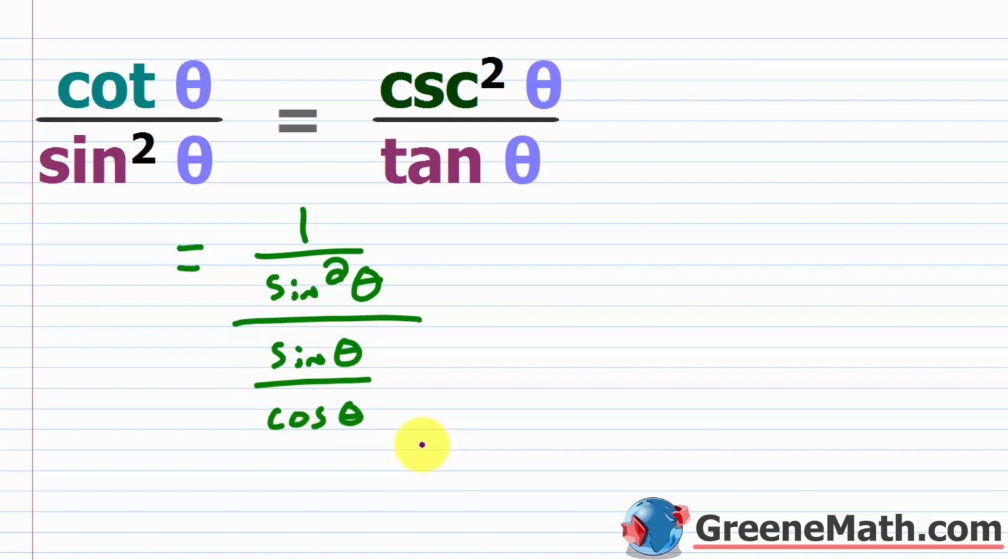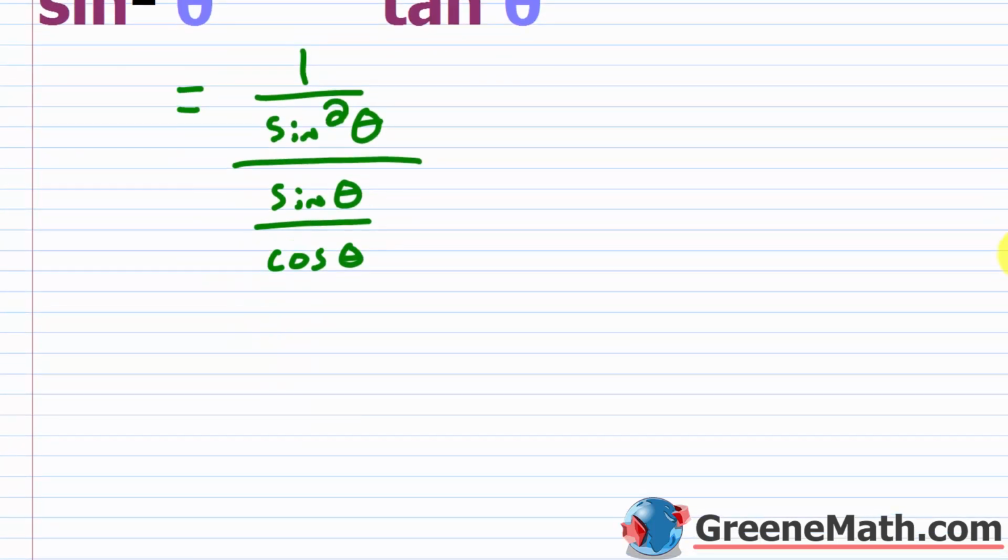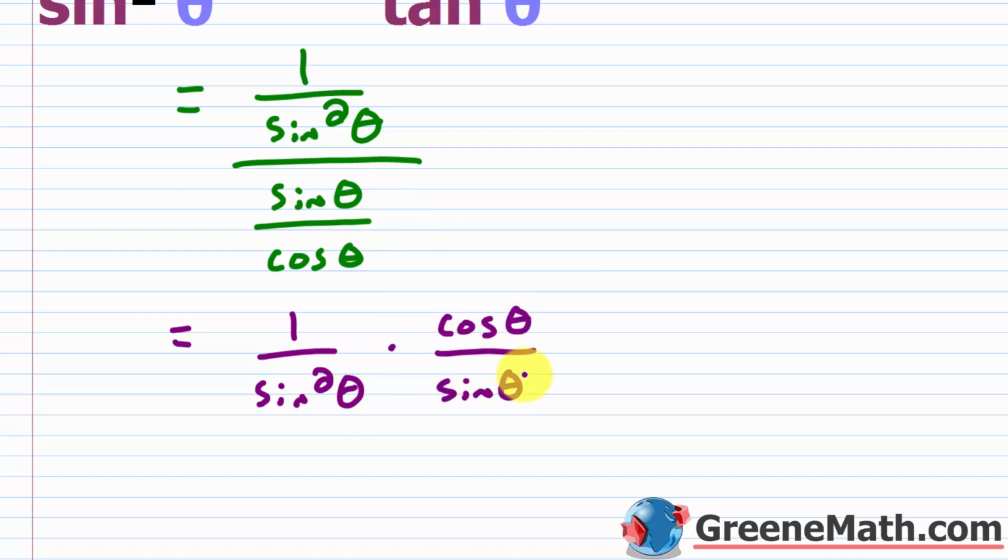So what I want to do here is think about the fact that you are basically going to flip this one. If you're going to divide fractions, you multiply the first fraction by the reciprocal of the second. So let's scroll down a little bit. I'm going to go 1 over sine squared theta times, this is going to flip, so it's going to be cosine of theta over sine of theta.